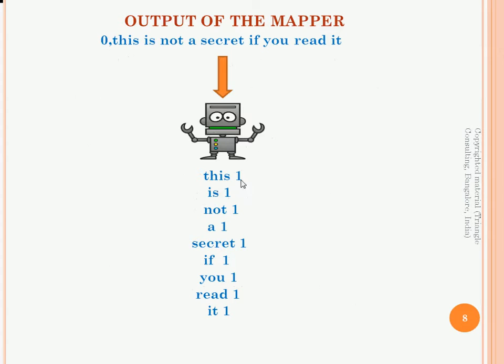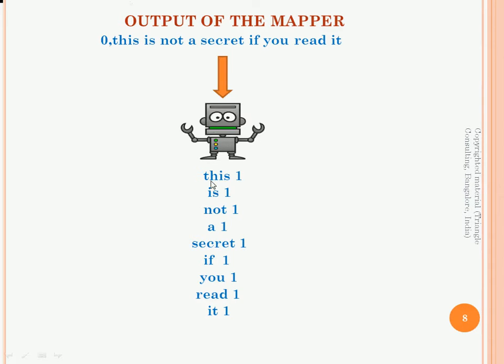So the input to the mapper is going to be the file offset, and this is not a secret if you read it, the first line of the file which is processed by the record reader. As per the logic I've asked the mapper to implement on this input, the mapper would output the first word, which is this, followed by 1. So this is a key and 1 is a value. The next is going to be another key and 1 is going to be the value. Not is going to be another word and 1 is going to be the value. And so on. After it processes the entire input, this is going to be the output.